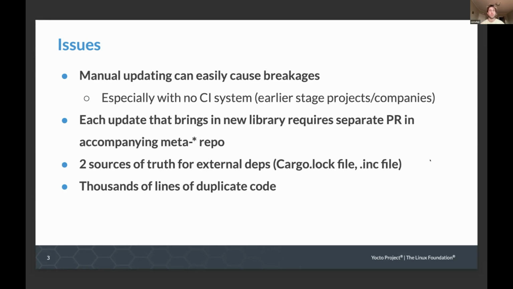Another source of annoyance is that there are two sources of truth for the external dependencies. You have the Cargo.lock file and you have the .inc file. And similarly to why that would cause breakages, you just have two sources of truth where you can have inconsistent builds or builds using different library versions, et cetera. Finally, you have thousands of lines of duplicate code in these .inc files. You have all of these source URIs, and it's just kind of a headache and a pain to maintain.